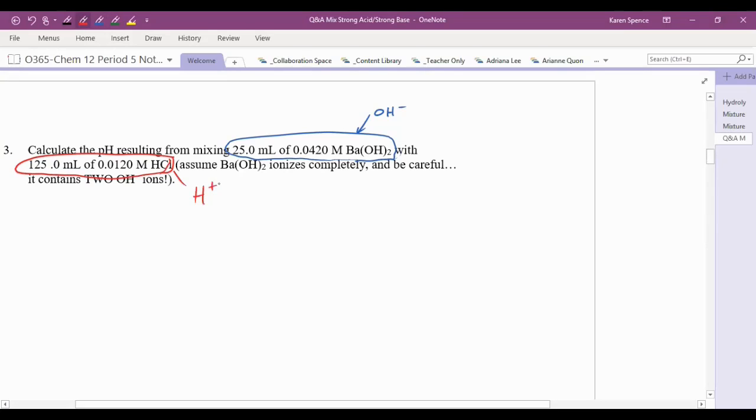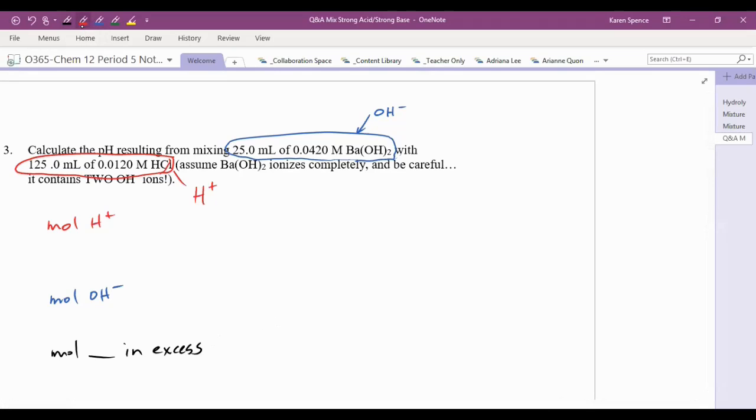And so in any of these questions, you want to find your moles of H+, you want to find the moles of OH minus, and then you're going to find the moles of whichever one is in excess. All right, and from the moles in excess, you can then find the concentration.